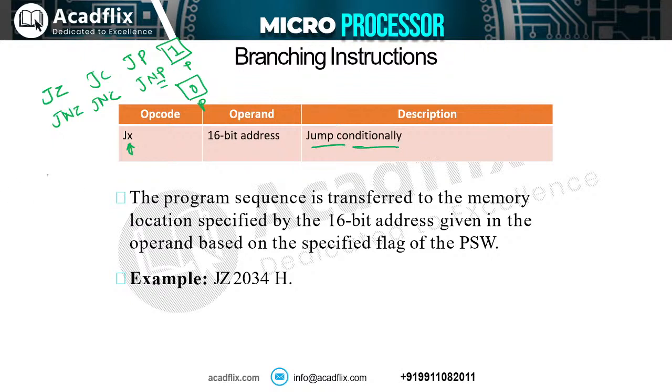Why conditionally? We are saying jump to some location 2034, but before jumping check the condition of the zero flag. This means jump if zero. Jump if zero means that if the zero flag is set, that means if the value of the zero flag is 1, then only you will jump. That means you will jump conditionally, right?